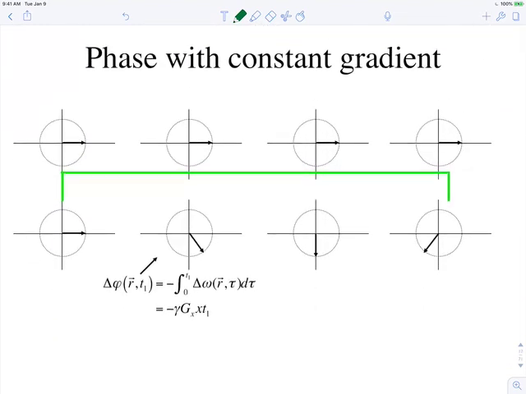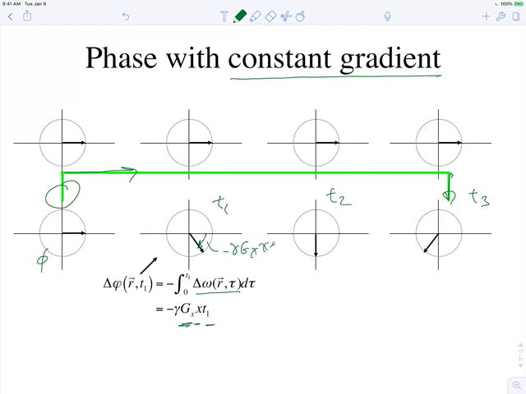Let's assume I have a constant gradient. Here I've turned the gradient on, I keep it on, and then I turn it off here. So that gradient is constant for this entire experiment. Say this is time 0, and this is time t1, this is time t2, and time t3. If I want to know the phase, I simply take this delta omega, and let's assume we have a gx gradient. So it's just gx times x, and since it's constant, I just multiply by the duration, which is t1. That says my phase at this angle here is just minus gamma gx x t1.